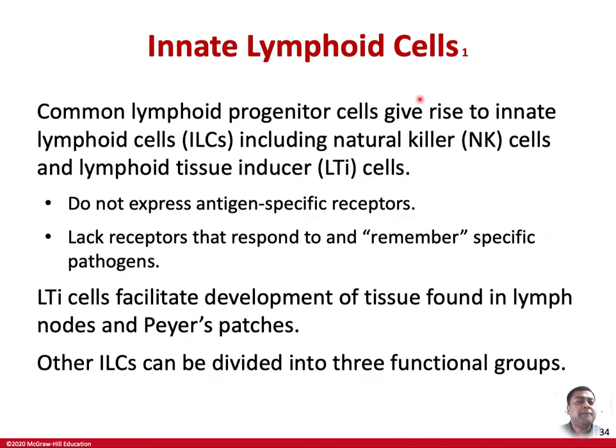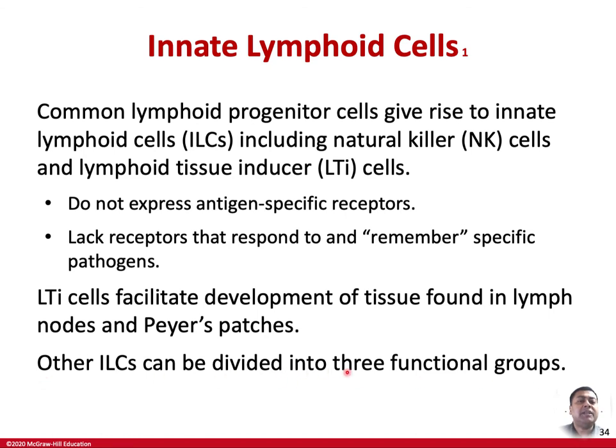On the other hand, the common lymphoid progenitor cells give rise to innate lymphoid cells, or the ILCs, including the natural killer cells and lymphoid tissue inducer cells, or LTIs. These specific cells do not express any antigen-specific receptors, and they lack receptors that respond to remembered specific pathogens. So they have a different function. The LTI facilitates the development of the tissue found in the lymph nodes and the Peyer's patches. Peyer's patches are a specialized type of lymphoid tissue. We're going to talk about that.